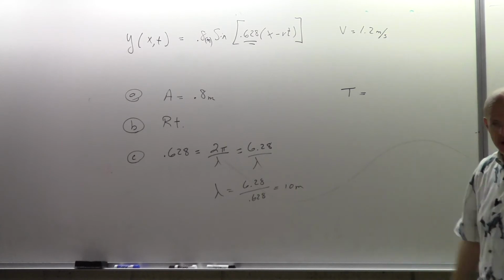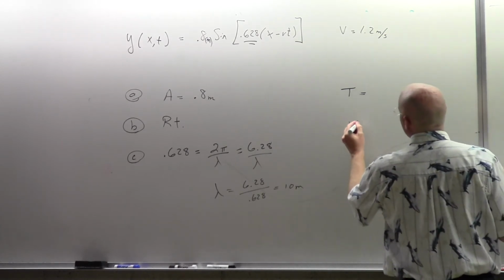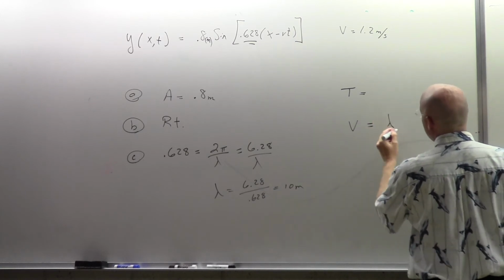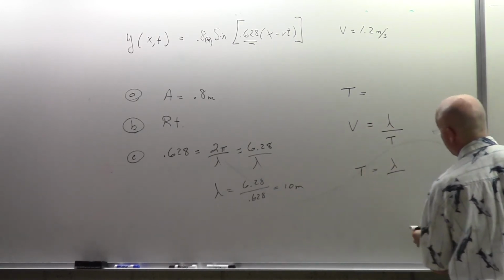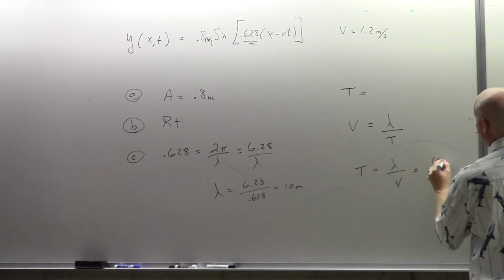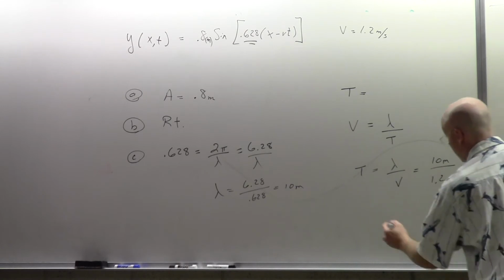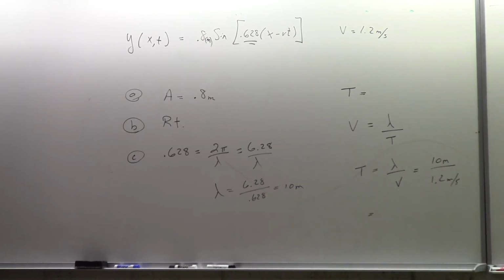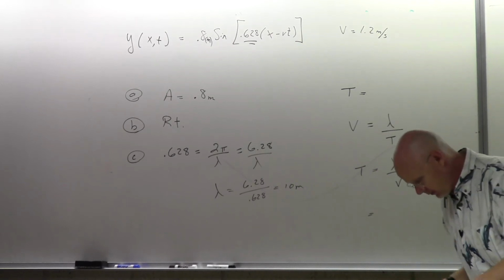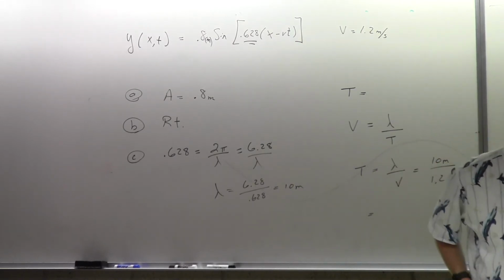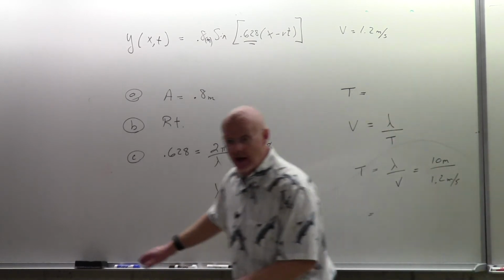All right, so velocity is wavelength divided by period, or period is wavelength divided by velocity. Wavelength, we just said, is 10 meters. The velocity is 1.2. I guess I will need my calculator for that one. I forgot my calculator today. But in the interest of time, I'll let you do that calculation.